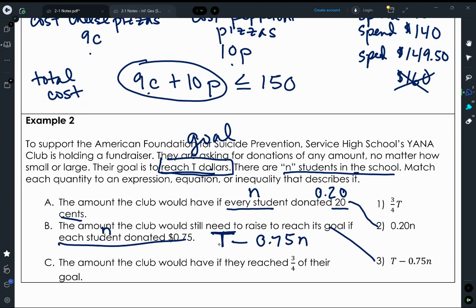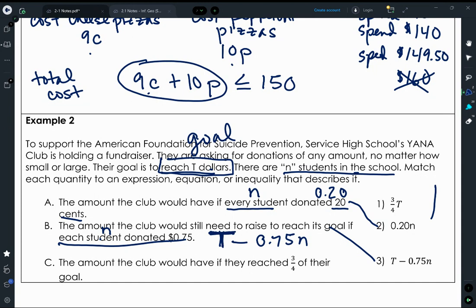So I think that's really tricky. When we're trying to figure out how much is left, well, we have to take T, the amount we want, minus how much we've raised so far. So maybe that's 75 cents per student. Maybe that's $100, right? So to figure out how much I still have to raise, I would have to do T minus the amount I already have.